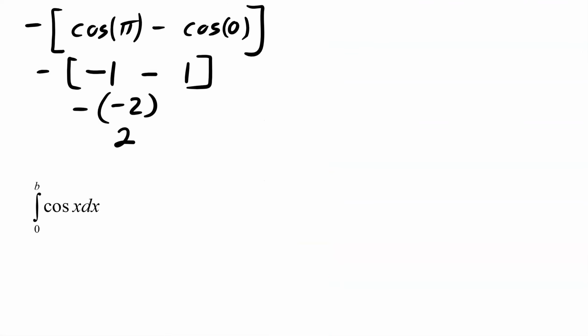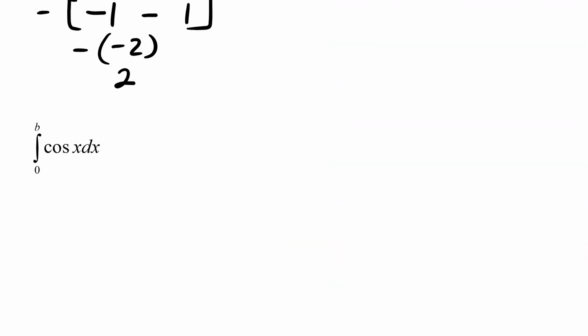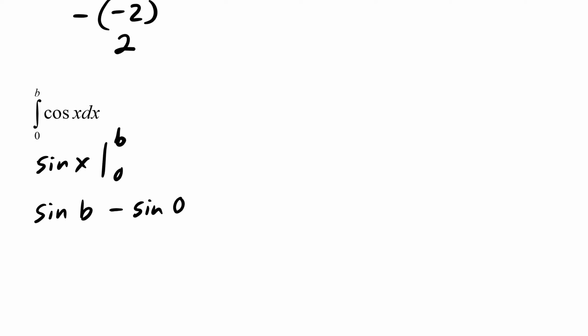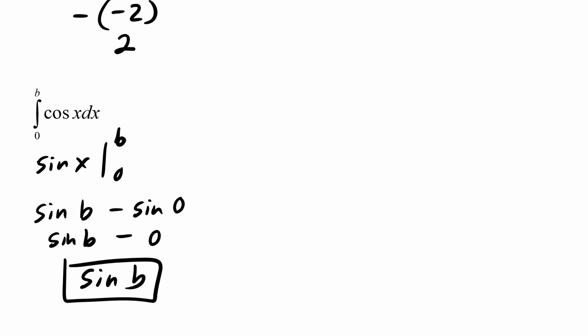All right, so what we can also do now is create a formula. So say we don't know what our endpoint is. Well, you can call it b. So this would become sine x, b, and 0. And so if you have some variable that you want to use, plugging it in, we would get sine b minus sine of 0. And what is sine of 0? That's right, it's 0. So we end up with just sine of b. So the area under the curve from 0 to b would be sine b.